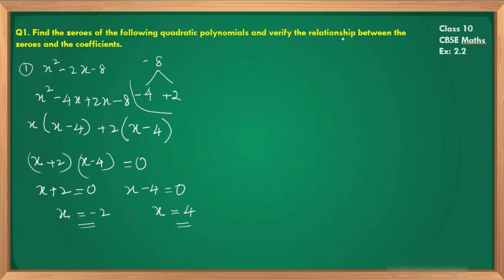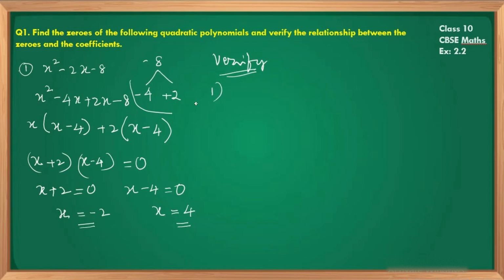Second part is to verify the relationship between zeros and the coefficients. Now what is the coefficient? The number in front of the variable. For x squared, the number is 1. It is understood. 1 is the coefficient. And for x, minus 2 is the coefficient. And this minus 8 is a constant. Right? Now we are going to verify. Now how do we verify?